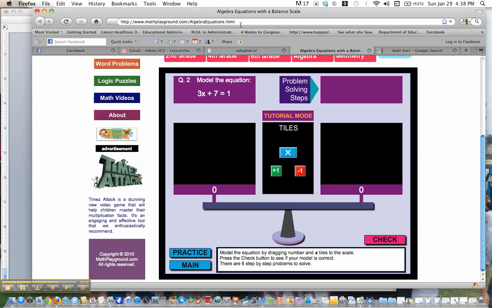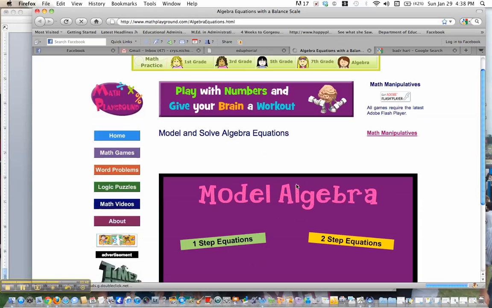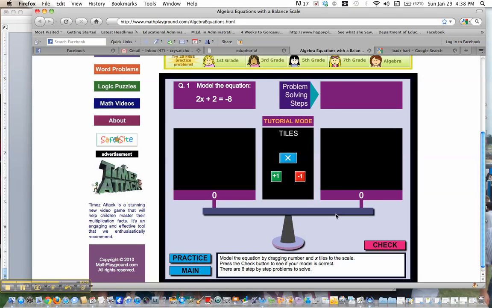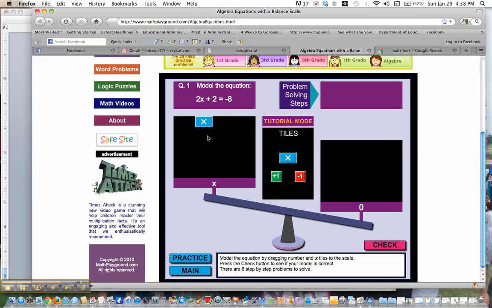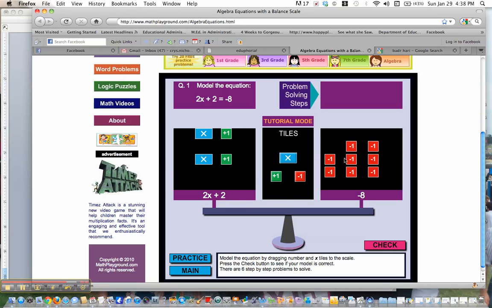I'm going to refresh this because I want to start with one that has a negative. So let's see if it'll give me one that has a negative. Good. 2x plus 2 equals negative 8. So just like last time, we're going to model 2x's plus 2, negative 8 over here. 1, 2, 3, 4, 5, 6, 7. Good. 2x plus 2 equals negative 8.